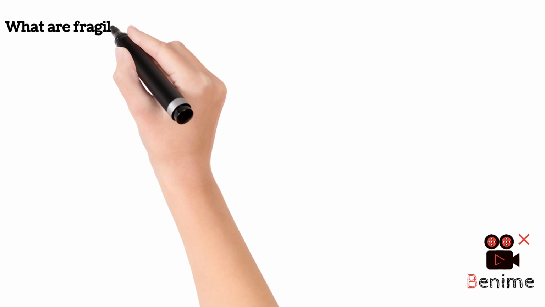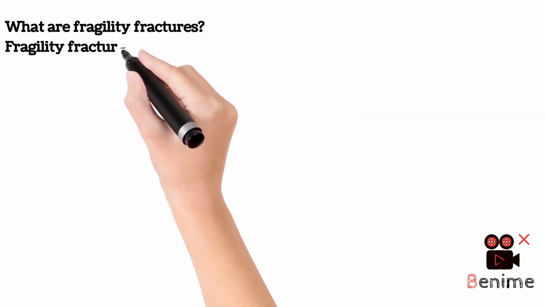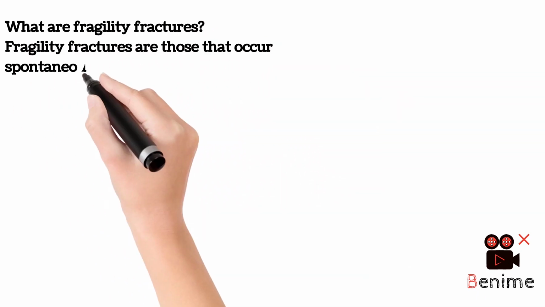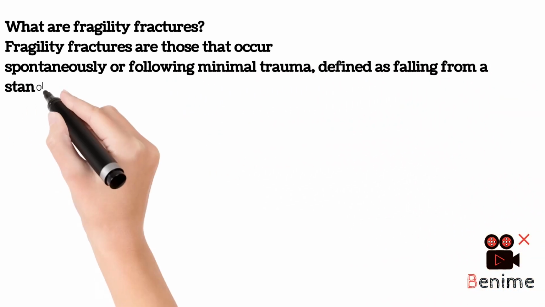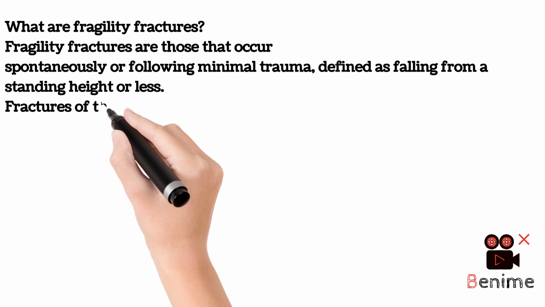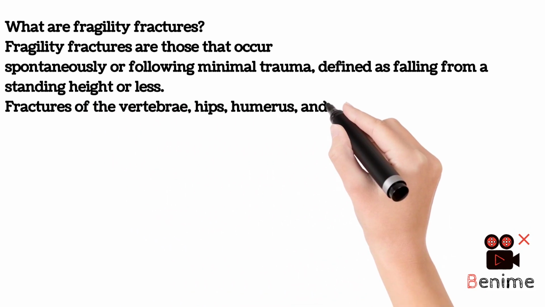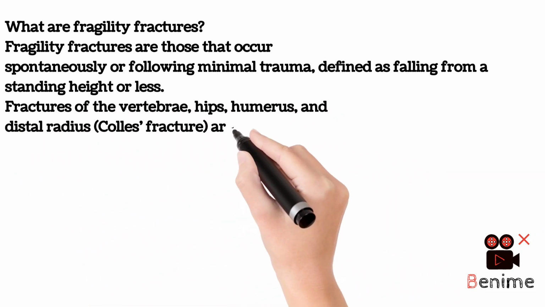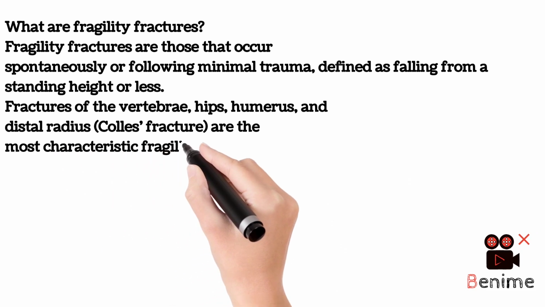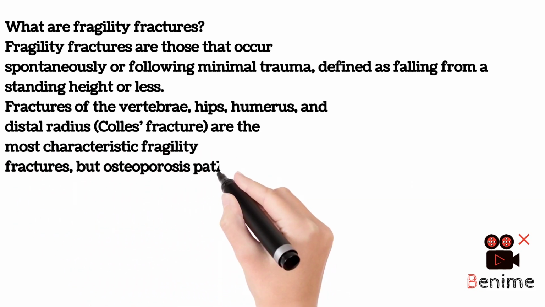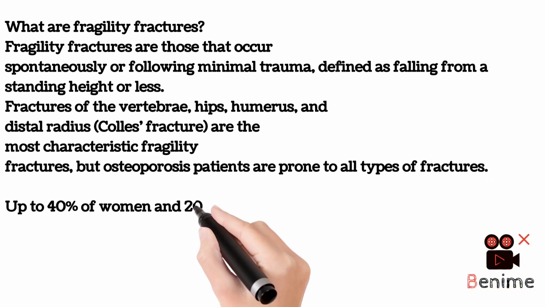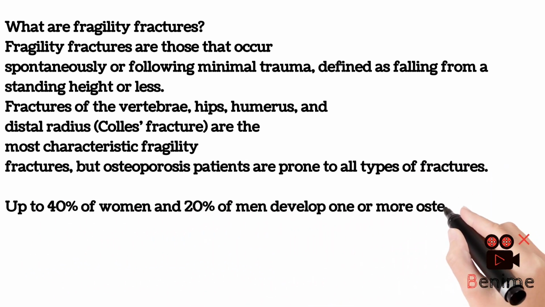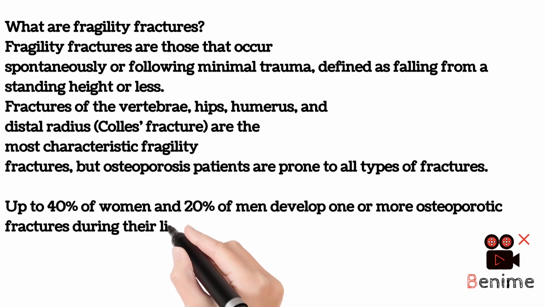What are fragility fractures? Fragility fractures are those that occur spontaneously or following minimal trauma, defined as falling from a standing height or less. Fractures of the vertebrae, hips, humerus, and distal radius (Colles' fracture) are the most characteristic fragility fractures, but osteoporosis patients are prone to all types of fractures. Up to 40% of women and 20% of men develop one or more osteoporotic fractures during their lifetime.